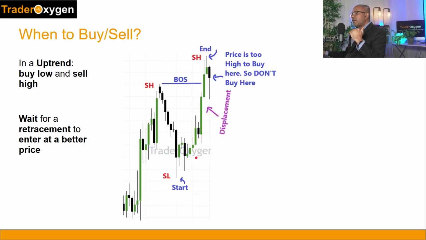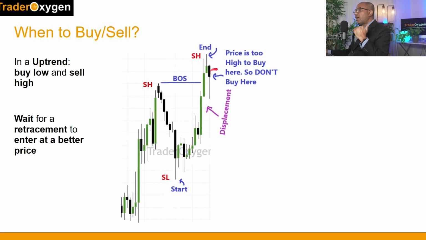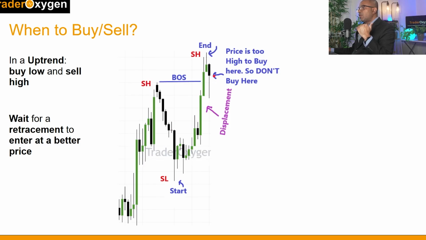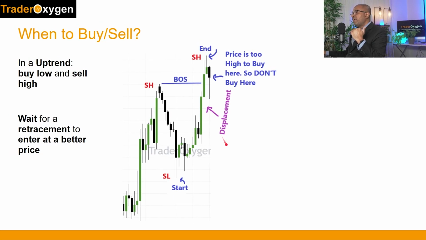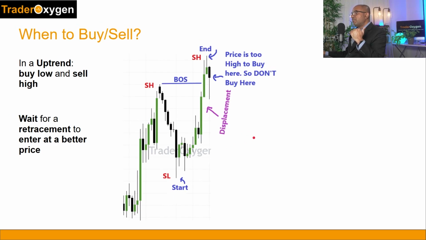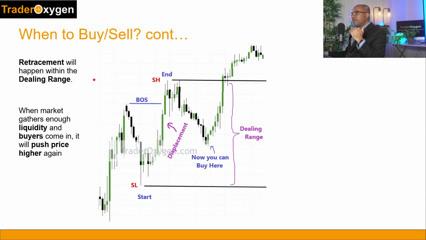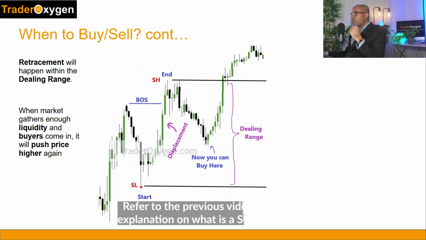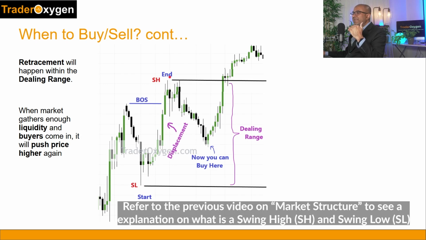For example, now you can see there's a clear displacement making a break of structure, and you can see the trend is an uptrend. However, you can't buy over here because the price is too high. So you need to wait for a retracement for a better price before you buy. This retracement will happen within the dealing range. So this impulsive price move which made the displacement and the break of structure, the bottom of it is a swing low and the top is a swing high.